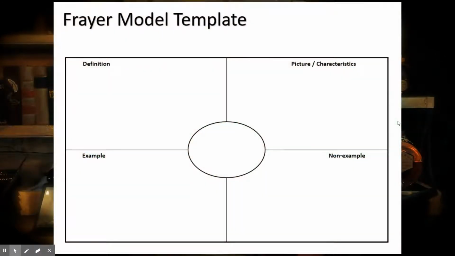Okay, so just a reminder, this is what it needs to look like for each definition or term you do a Frayer model over. This is my expectation. It will not be counted if it's not done this way, guys, so you need to make sure you do it. All right, moving on.